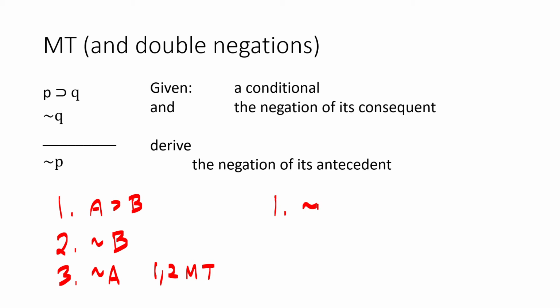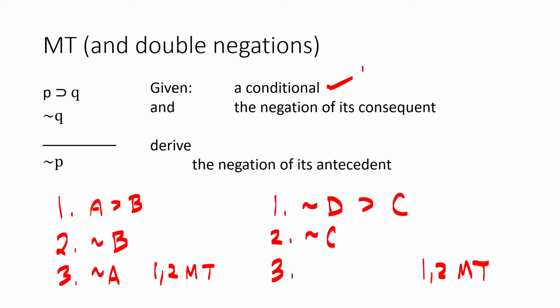But let's take a look where you have a slightly more complicated conditional. It's not only the conditional that can be more complicated, of course, but just for the purpose of this example, suppose that we have a conditional tilde D horseshoe C. Something like, if the Dodgers don't win the pennant, then Charlie will be very sad. And suppose, either as a premise or another prior derived line, we do have the negation of the consequent. Well, we are entitled to use modus tollens because, after all, we do have a conditional. We do have the negation of the consequent. But here's where you're going to see a double negation.